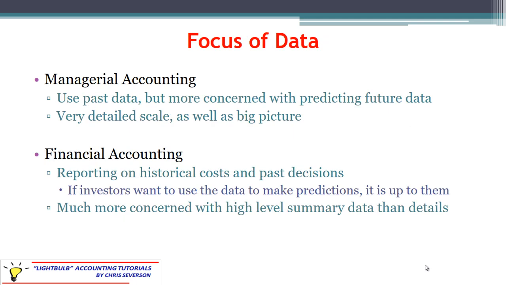So now we'll move on to the focus of the data. What are we trying to focus on here? With managerial accounting, we do use past data. That's a starting point. But the concern of a manager is predicting what's going to happen in the future. It's not enough to say, well, we were successful last year. Good job, guys. We want to know, what does that mean for the future? What do we have to change for the future? That's the key thing. Most of managerial accounting is geared toward making changes for the future.